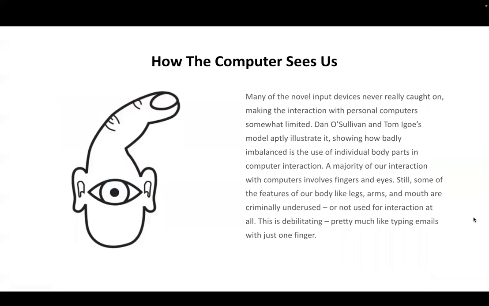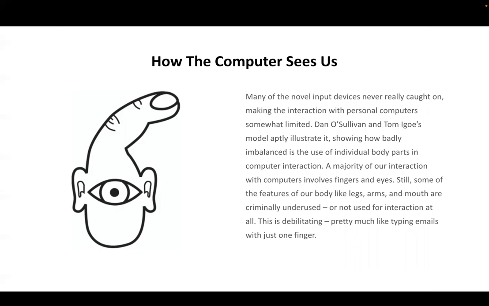When we talk about this, we should have a really basic understanding of what and how the computer sees us. Many of the normal input devices never will catch on, making the interaction with the personal computer somewhat limited. Here, these guys created one of the models to show how badly imbalanced the use of individual body parts is in computer interactions.